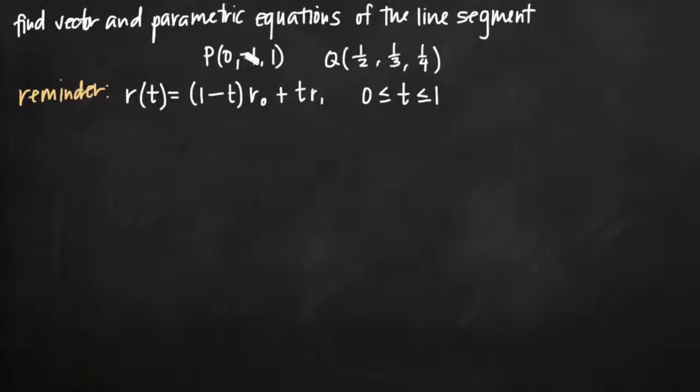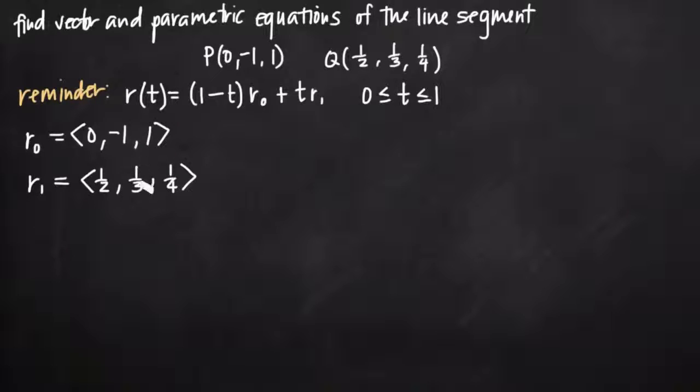Well, we need to call our coordinate points r sub 0 and r sub 1. So we'll say r sub 0 is going to be (0, -1, 1). We've just turned it into vector form where the initial point of this vector is at the origin and the terminal point of the vector is at our coordinate point P, and we call that the vector r sub 0. We're going to say the vector r sub 1 that starts at the origin and goes out to the point Q is the vector (1/2, 1/3, 1/4). So now we have two vectors, r sub 0 and r sub 1. We just need to plug them into our formula for r of t.